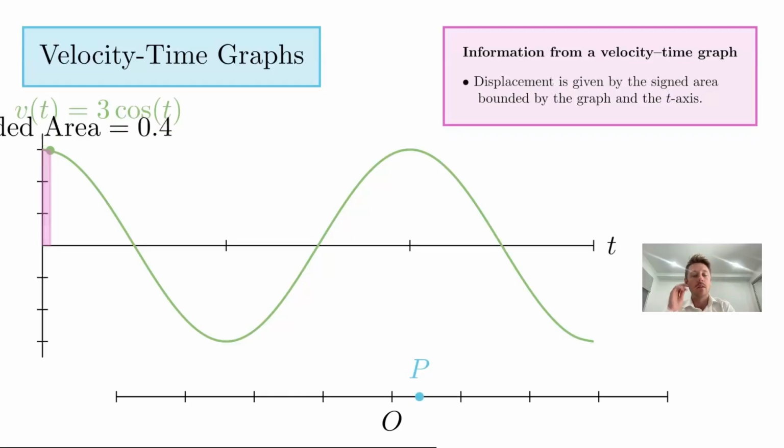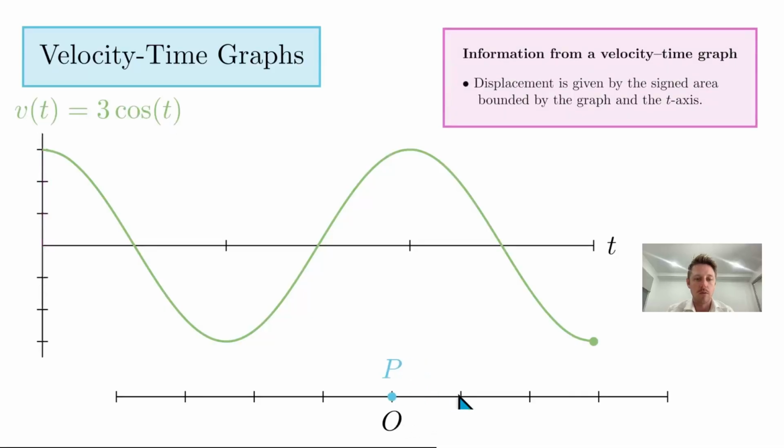Okay. The other thing you can tell from a velocity time graph is what's called the displacement. Now remember, displacement is this concept of final position minus initial position. So basically, how far are you from where you started? If we start at this point P, which is at the origin, the displacement will always tell you how far away you are, positive or negative, from that point. So this is why it's the bounded area.